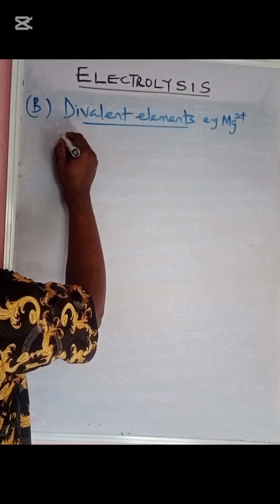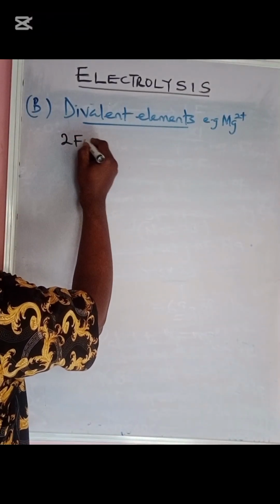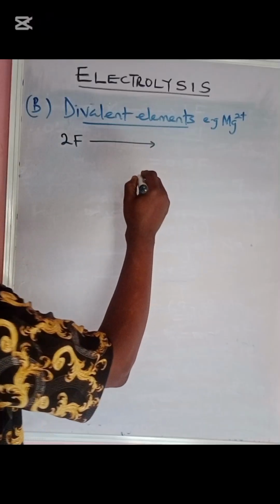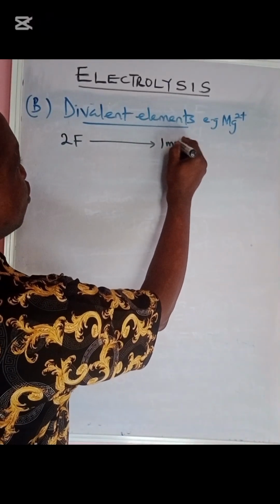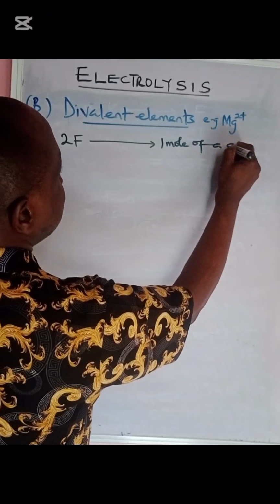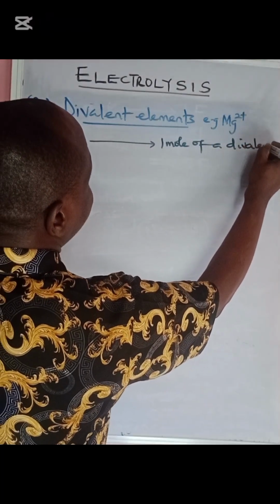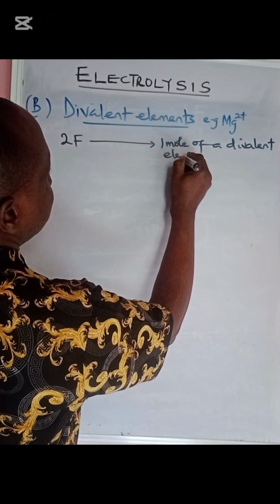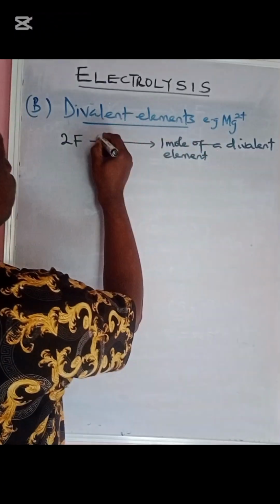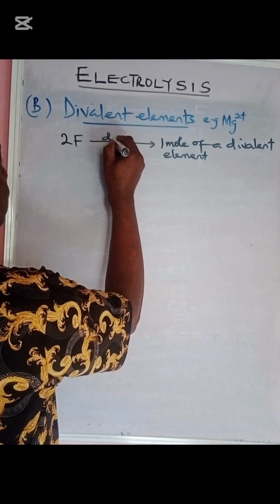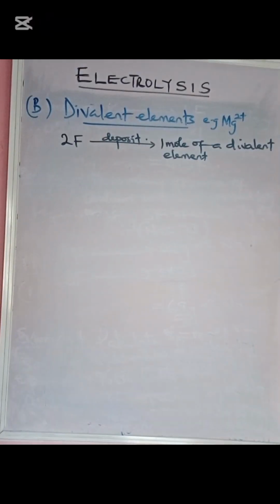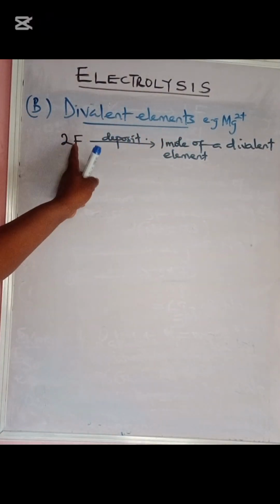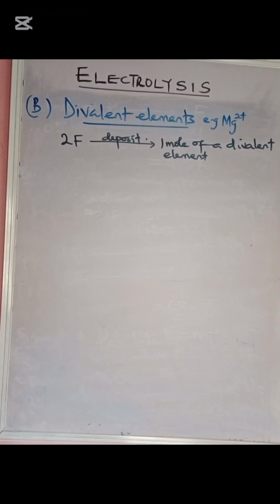So we say that 2 Faraday is required to deposit 1 mole of a divalent element. 2 Faraday of electricity is required to deposit this, because it's a divalent, unlike sodium, which is monovalent, 1 mole. Please take note of that.